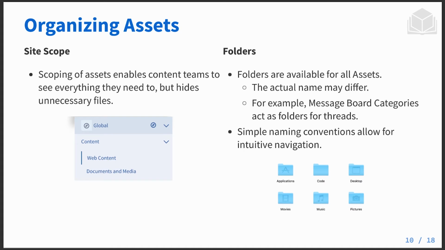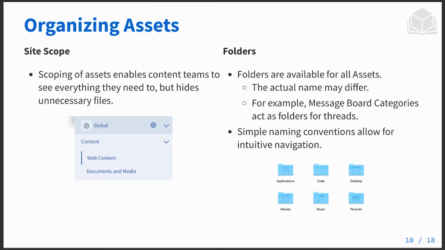Okay, so for example, some of the names may differ, like message boards. You have message board categories, and those categories include some of your message board threads. Okay, this is essentially a folder. It groups the threads inside of the category. You can permission it just like you can a folder, and you can manage them similarly to a folder as well. All right, so for web content, documents, and media, you have folders.